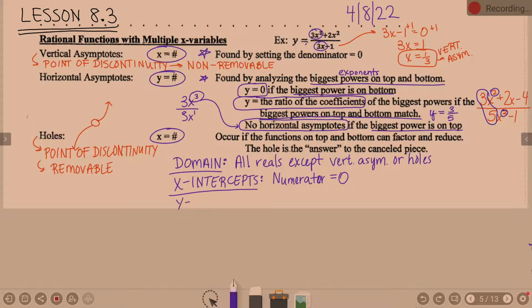Okay, one other item before we turn the page, and that is y-intercepts. With y-intercepts, the easiest thing to do is let x equal 0. And so we're going to do just that. Let x equal 0. So we'll take 0, we'll put it in for x, and we'll do the simplifying.